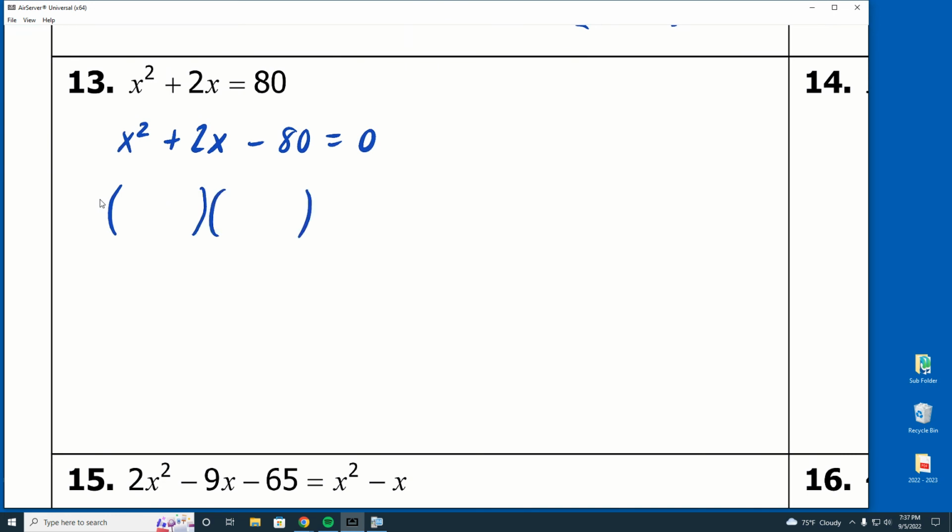Now, how come I know that I can jump right into that? How do I know I don't have to do the over-under thing? Because my x squared coefficient is 1. It's not 2. It's not 3. It's not some other number. It's 1. So these are easy factors. So x times x. What multiplies to get a negative? A positive and a negative. So we're looking for the two numbers that multiply to get 80. But since those signs are different, they have a difference of 2.